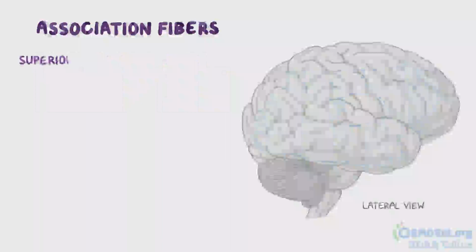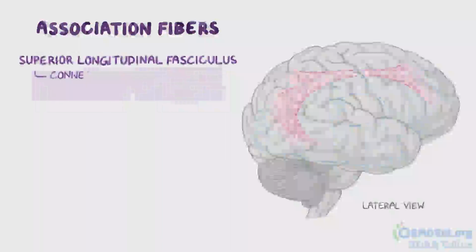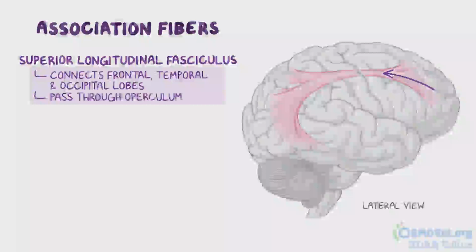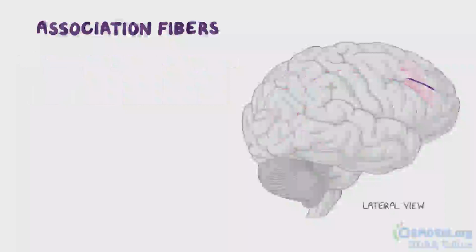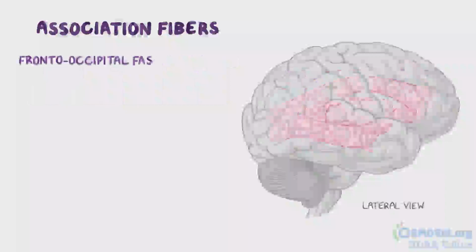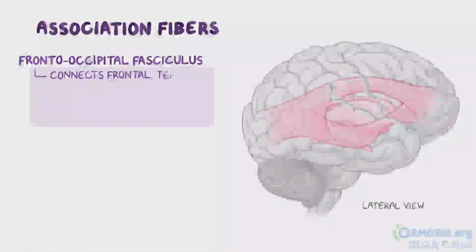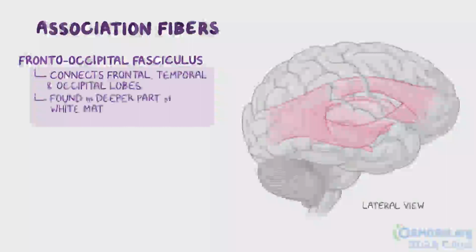First, there is the superior longitudinal fasciculus, which connects the frontal, temporal, and occipital lobes. Its fibers pass from the rostral portion of the frontal lobe and through the operculum, which are parts of the frontal, parietal, and temporal lobes that cover the insula. These fibers then reach the caudal aspect of the lateral sulcus and spread to the temporal and occipital lobes. Then there is the fronto-occipital fasciculus, which also connects the frontal, temporal, and occipital lobes. However, its fibers are found in a deeper part of the white matter, passing just lateral to the caudate nucleus.